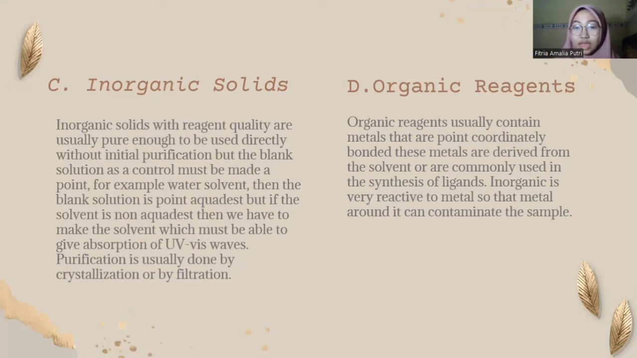And the next is organic reagents. Organic reagents usually contain metals that are coordinately bound. These metals are derived from the solvent or are commonly used in the synthesis of ligands. Organic reagents are very reactive to metal, so that metal around it can contaminate the sample.